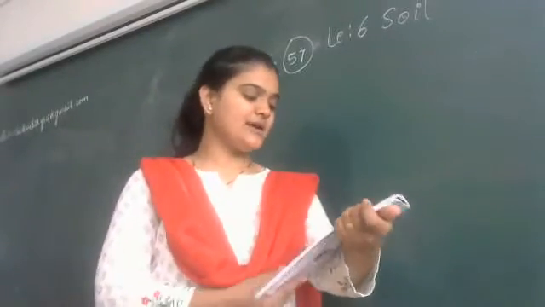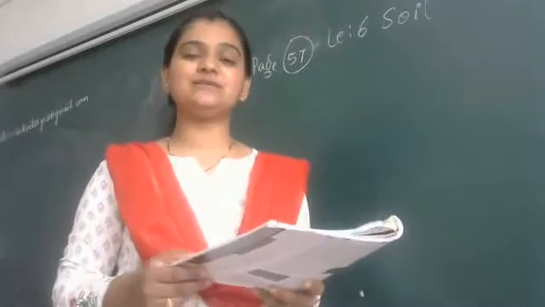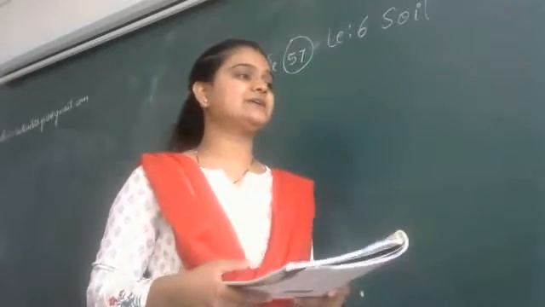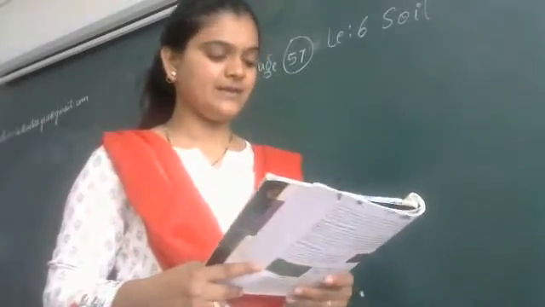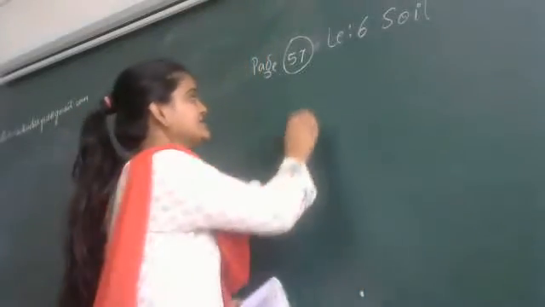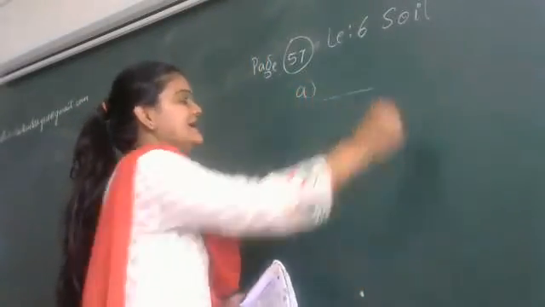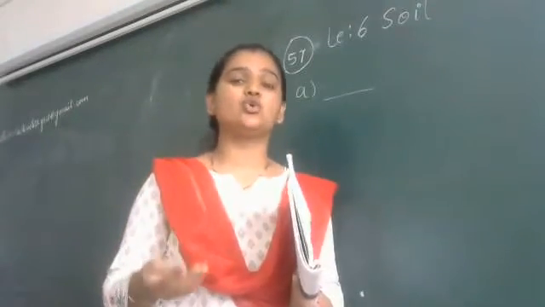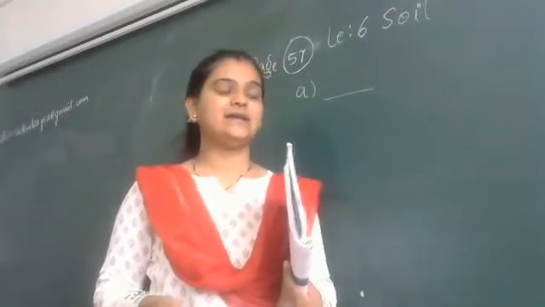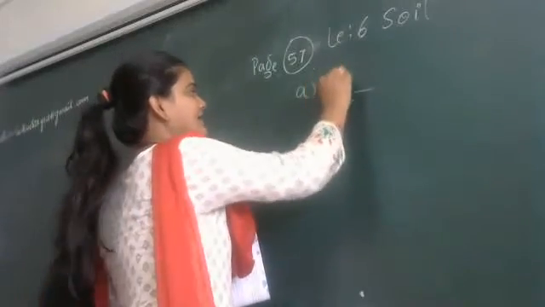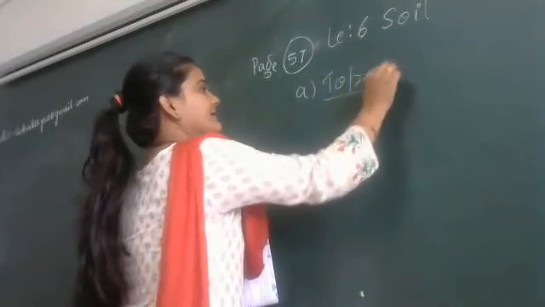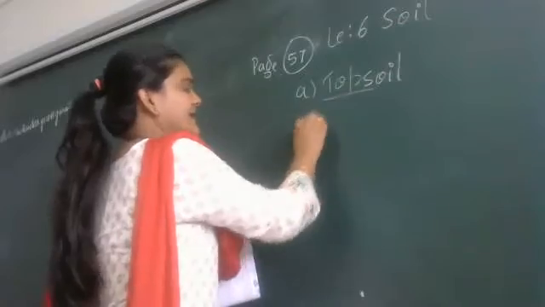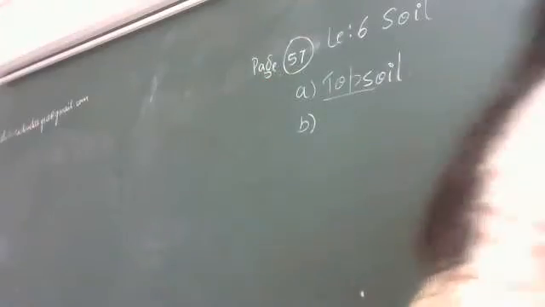Okay. So down, put on your thinking cap. The first question, choose the correct options. First one, dash is a layer. Yes, dash is a layer of soil where plants grow. Yes, it is topsoil. Okay, next one. Page number 57.